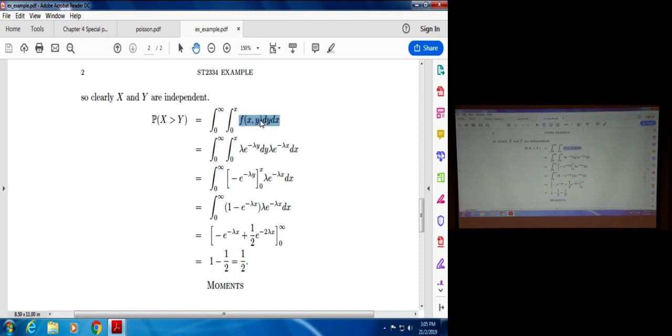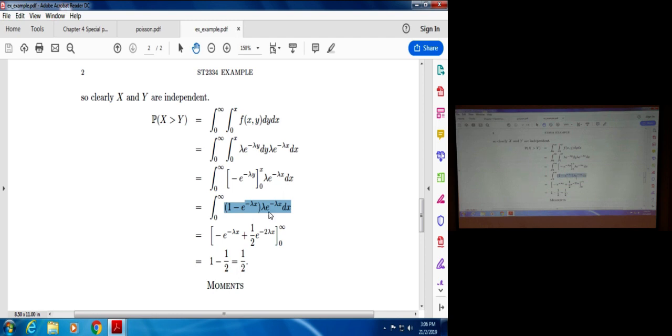Now the joint PDF, we know what that is. That's lambda squared e to the minus lambda x times e to the minus lambda y. First of all I want to compute this integral with respect to y. We know the integral of lambda e to the minus lambda y is minus e to the minus lambda y, and that goes between 0 and x. When I get 0, I get 1, and when I get x, I get minus e to the minus lambda x. And so now I just want to compute this integral here.